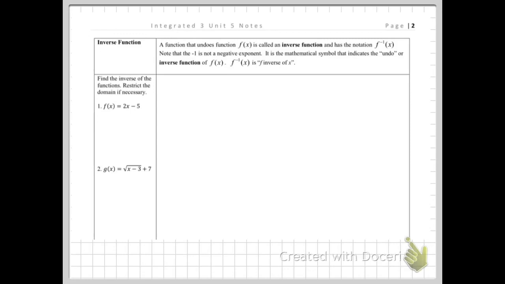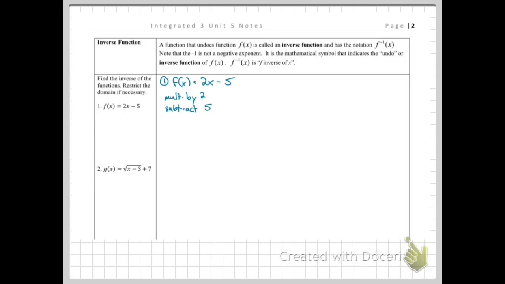So I'm going to show you a couple ways, and then you can choose the way that is easiest for you. The first thing I'm going to do for number 1, f of x, is write down what's happening. If f of x is 2x minus 5, if I was to plug something in for x, the first thing I would do would be multiply by 2, and then I would subtract 5. That's what that equation is telling us to do.